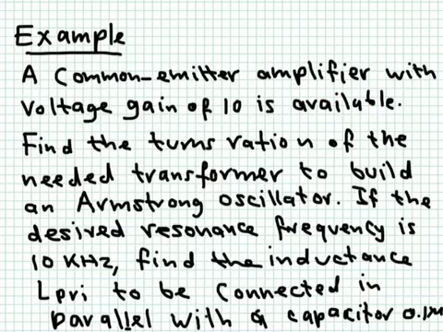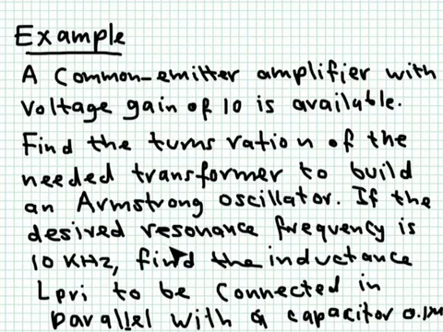Okay, let's take a look at an example. We have here a common emitter amplifier with a voltage gain of 10 available. Remember, a common emitter amplifier gives you a gain with a phase inversion. So even though I write it as 10, remember the gain really is minus 10. This is the modulus of the gain. Find the turns ratio N of the needed transformer to build an Armstrong oscillator. So we need to build an Armstrong oscillator using this amplifier.